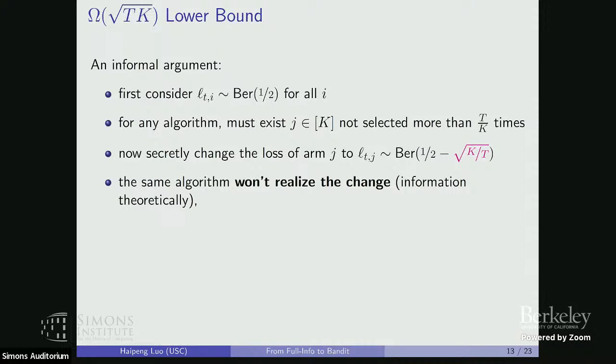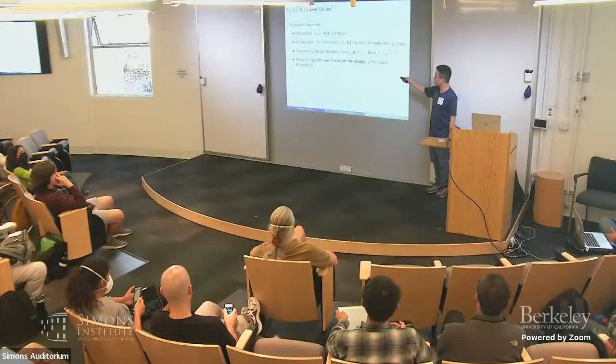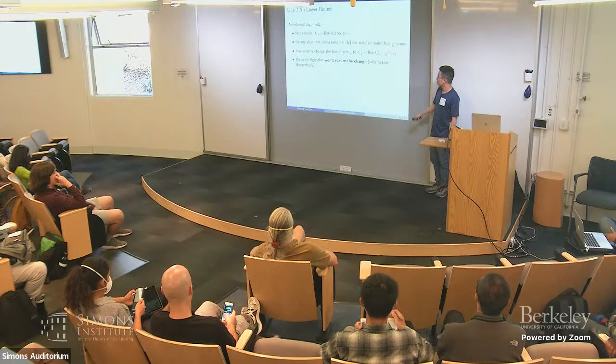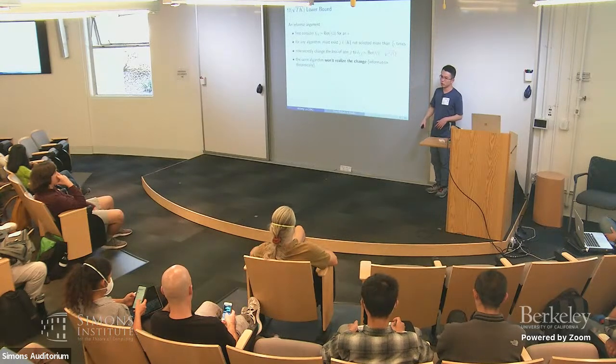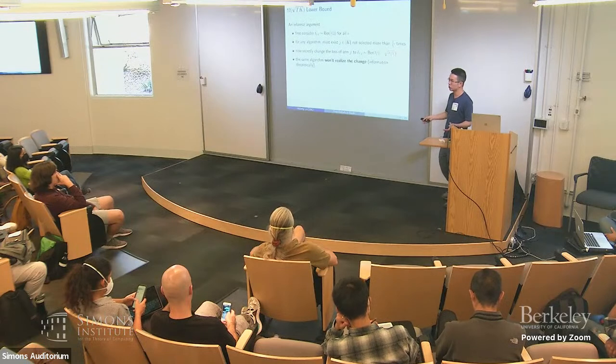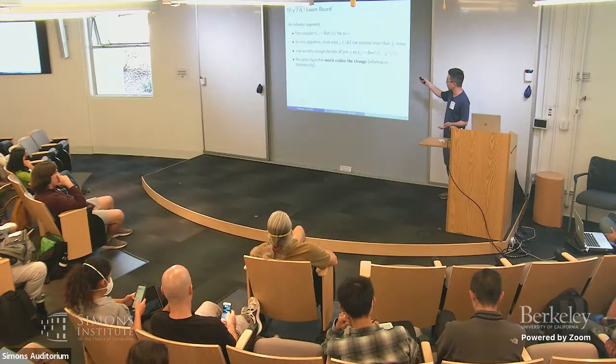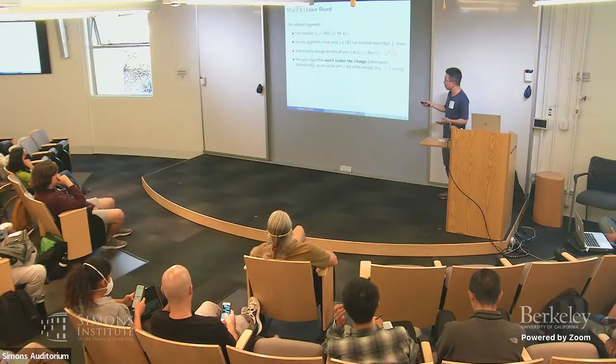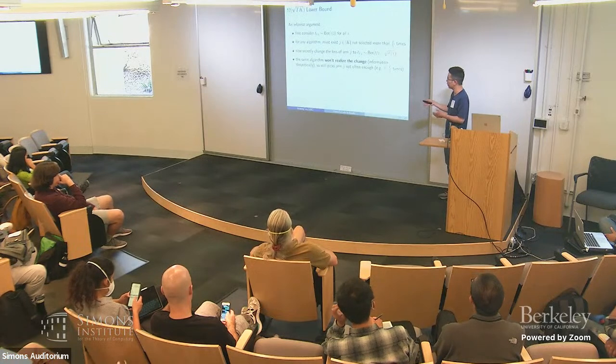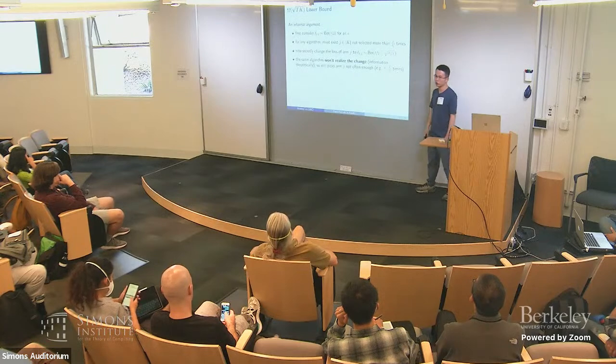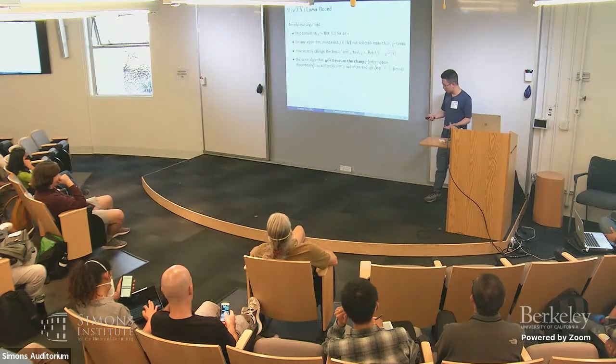Information theory tells you that you need at least 1 over gap squared samples. It's minus the gap because I'm doing losses, so this becomes the best arm. So you need 1 over gap squared, which is T over K, times to distinguish these two Bernoullis. But as I said, arm j is selected less than that, so that's not enough. Formally you can prove that the same algorithm will not pick j often enough, for example, it will pick it less than half of the times.